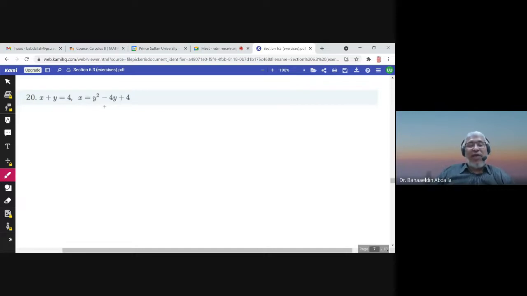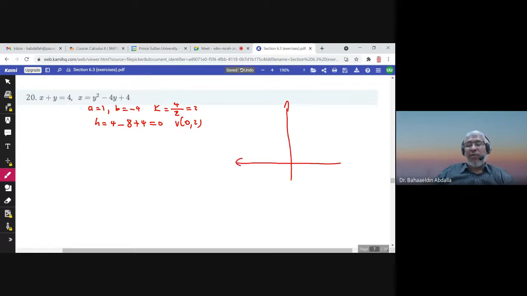Okay, here I have again a parabola, a horizontal parabola because of y squared. A is 1, B is negative 4. So I'll find K. K is negative B over 2a, so it's 4 over 2, so it's 2, and I find h. H is 2 squared, which is 4, minus 4 times 2, which is 8, plus 4, so it's 0. So 0, 2 is the vertex of this parabola. This point is the vertex of the parabola. It will open where? To the right, because A is positive. So it would open to the right.